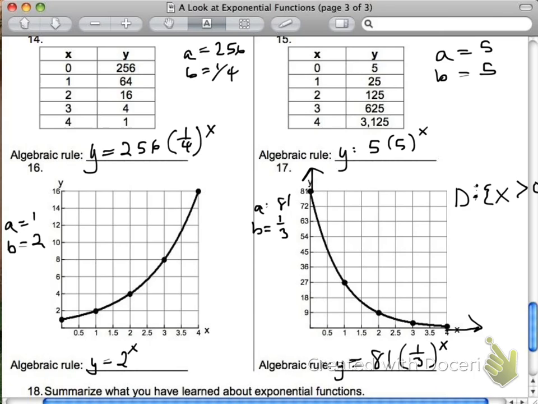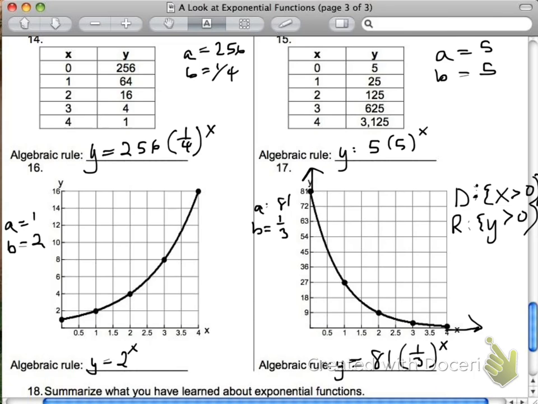Okay? Wait, I have a question. So X is greater than 0. That's my domain. What is my range? All real numbers? No. But if it keeps going up. Y greater than 0. Y is also greater than 0, right? Because it's never going to cross my X axis, so it's never going to go down here. It's going to keep going up forever, so Y must be greater than 0.